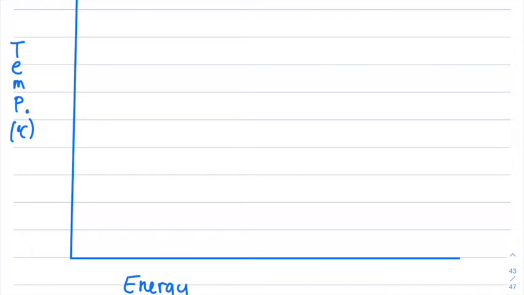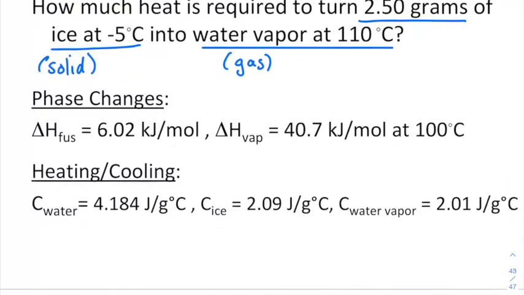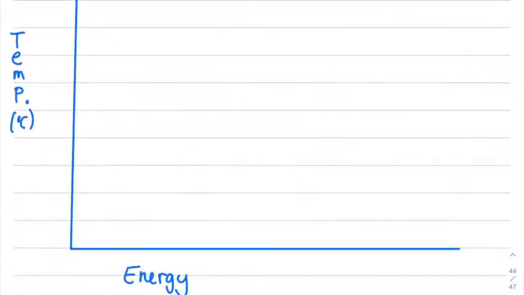And on the bottom, on our x-axis, I'm going to put energy. All right, and this is going to be for our problem. So in our problem, we started at -5 degrees Celsius. So I'm going to start down here somewhere, and I'm going to call this -5 degrees Celsius. All right, so as we apply energy to our ice at -5 degrees Celsius, the temperature is going to start to go up. But something strange is going to happen at 0 degrees Celsius.